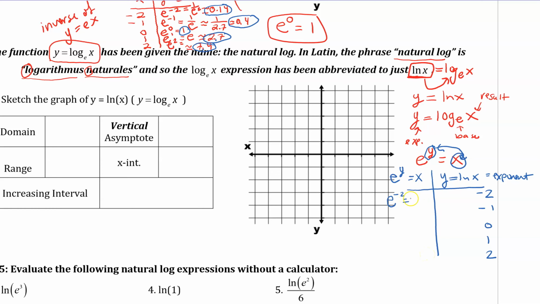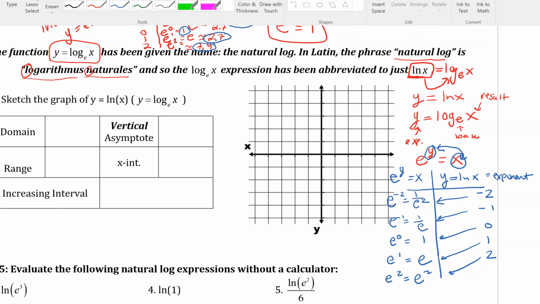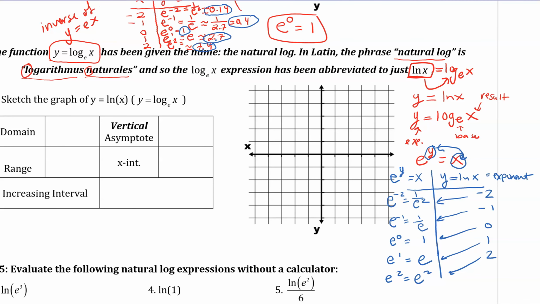So this was the 1 over e squared. This was the 1 over e. This was 1. And then this is just e, and then the last one should be e squared. e to the power of 2 is e squared. So basically the x and y from the exponential function of e to the x have just switched.